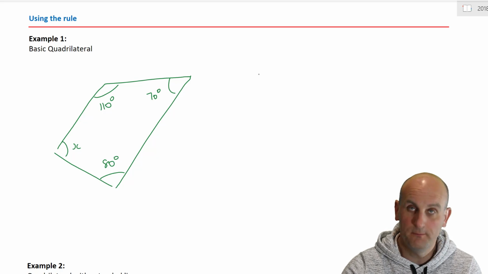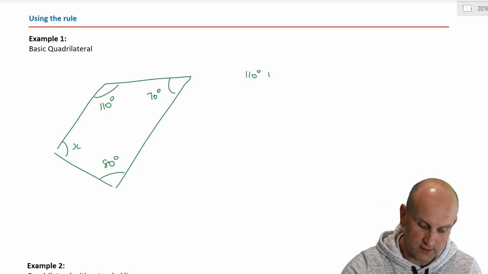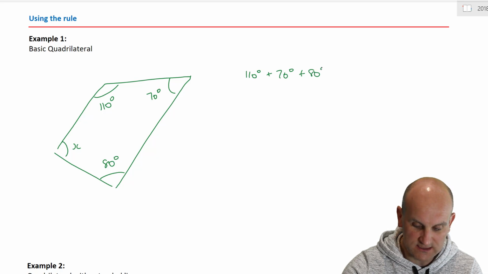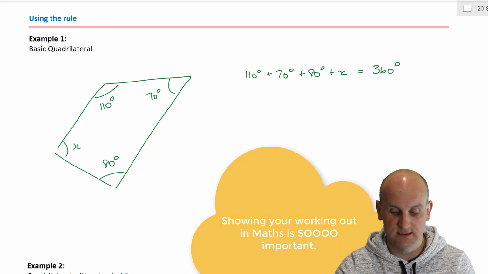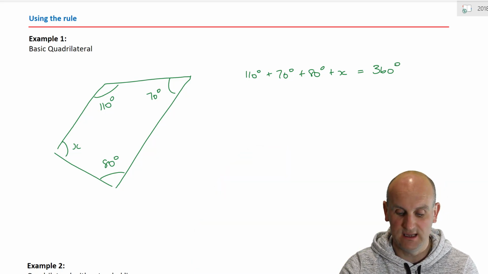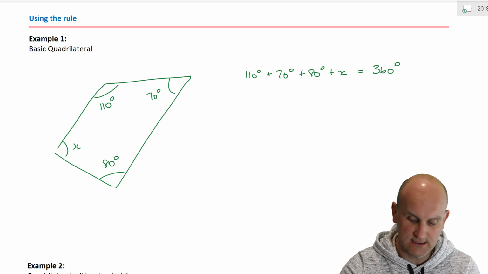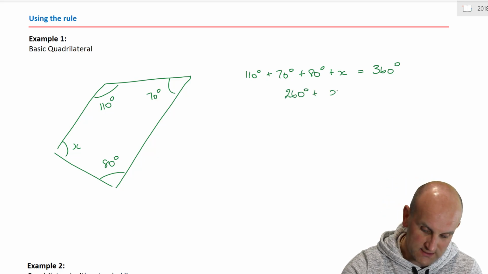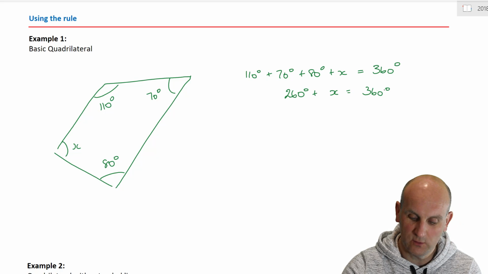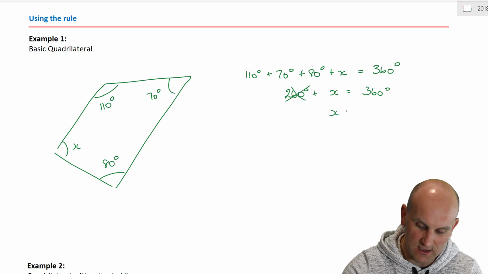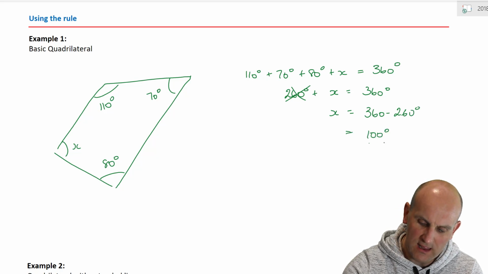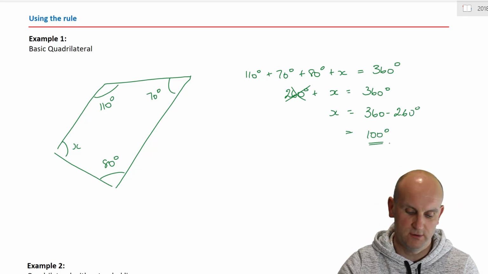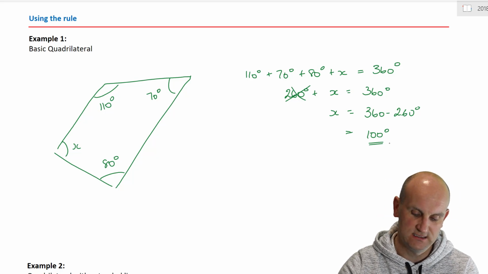So I will now do, much like I did before, 110 degrees plus 70 degrees plus 80 degrees plus X is equal to, in this situation, 360 degrees. So 110 plus 70 is 180. 180 plus 80 is 260, plus X is 360 degrees. I want X on its own, so I'm going to get rid of my 260 by taking away 260 from each side, which gives me a grand total of 100 degrees. Let's just check that. 180, 260 degrees. There we go.